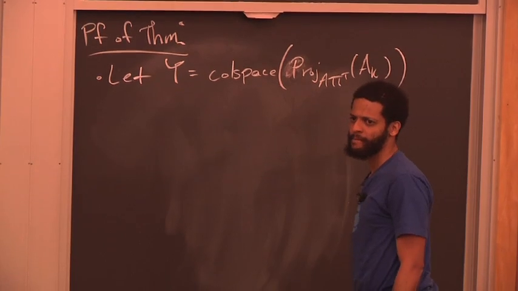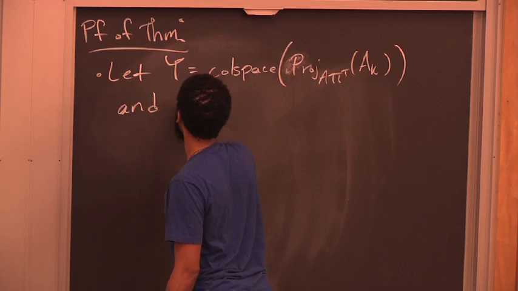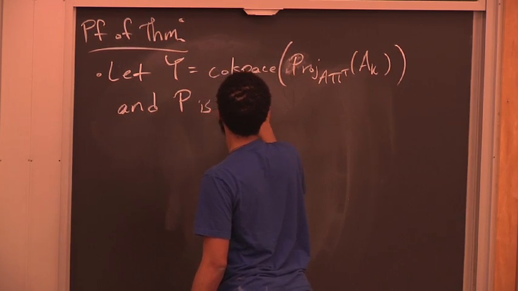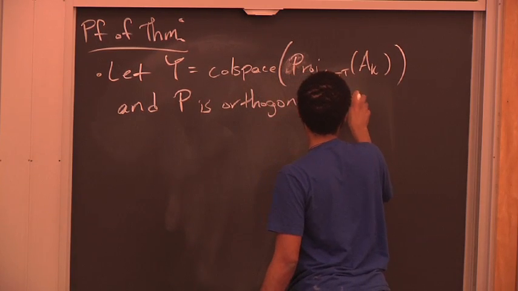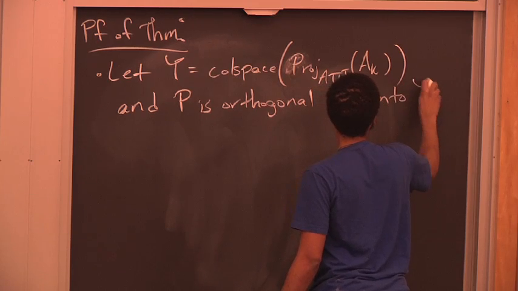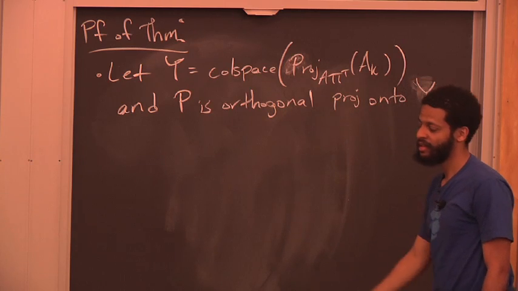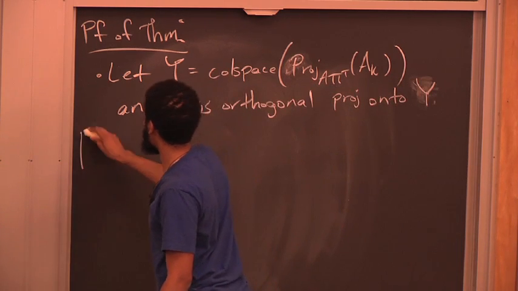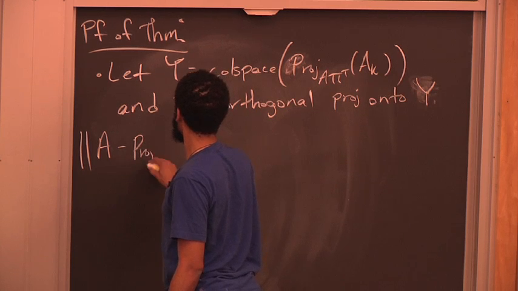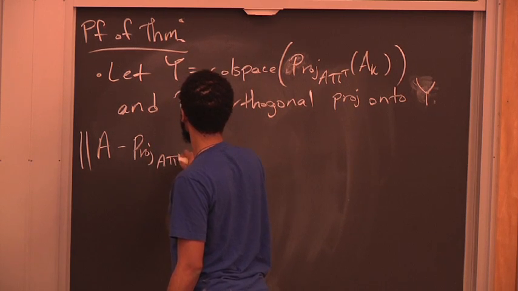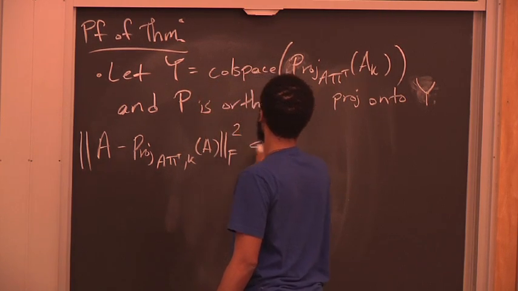Okay. And P is the orthogonal projection onto Y. Then this is the thing we're outputting: A minus the projection onto A pi transpose, rank K, of A.